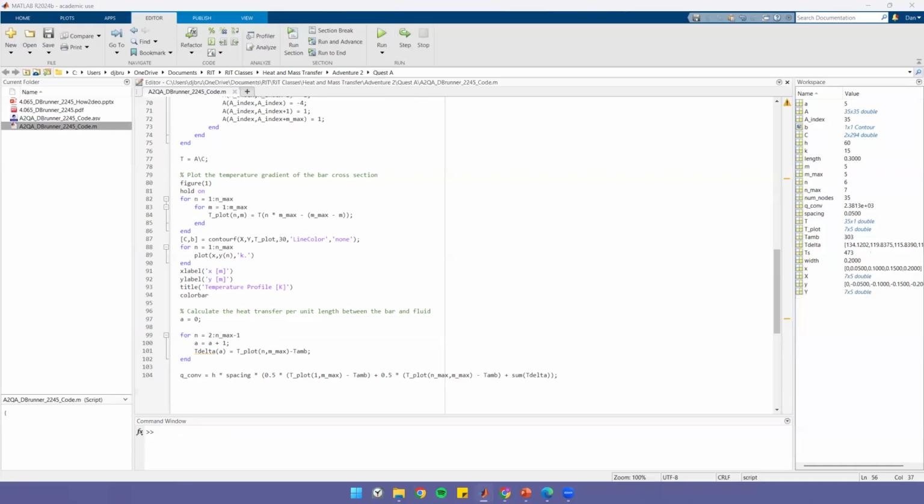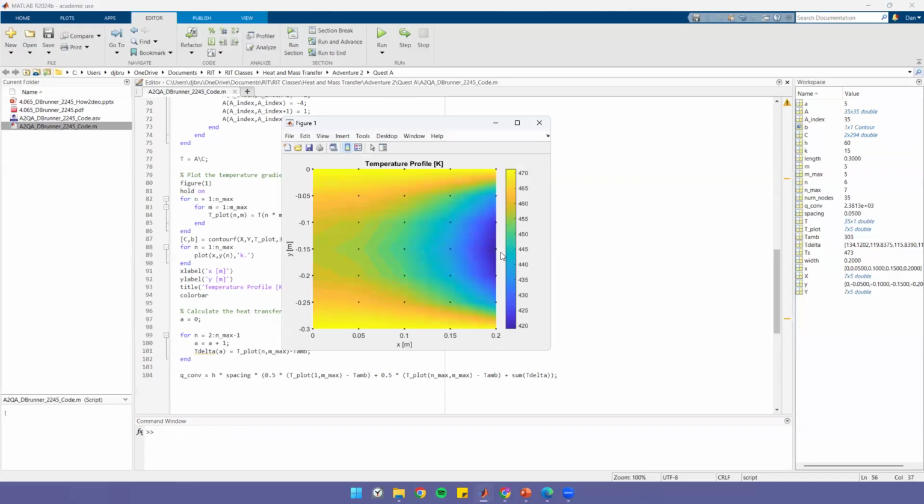So if I run this, you can see that I get this temperature profile, which makes a lot of sense. You can see that the right side here, which is exposed to the cooler fluid, is the coldest area of the bar, represented by this blue color. And that temperature slowly increases as you move to the left and also up and down. And so these surface nodes on the top and bottom here are all at 473 Kelvin, as they should be. They're constant throughout the surface.